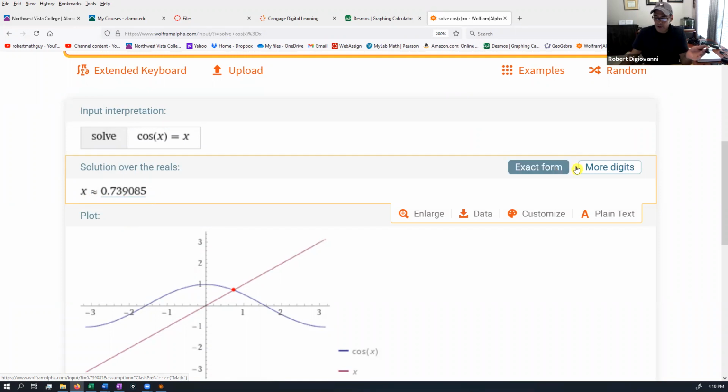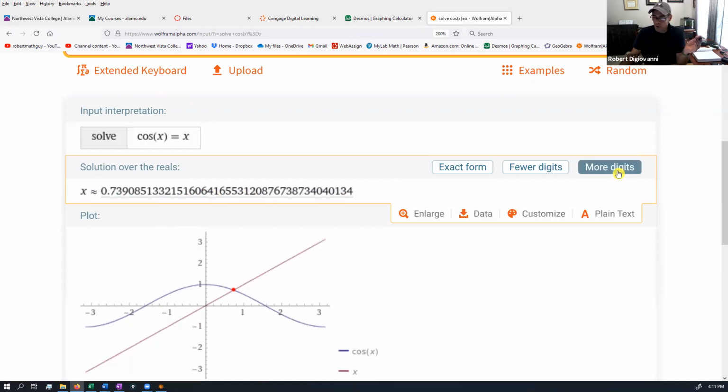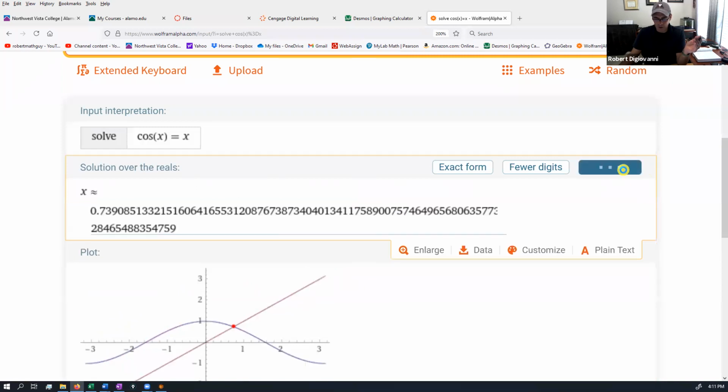It stopped. But if I wanted more precision, I could have it give me more digits, and it just went out and made it more precise. And if I want more, I can get more. I don't know how much more I can get.